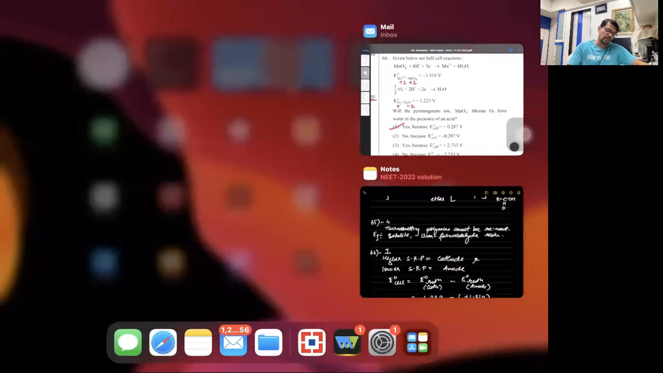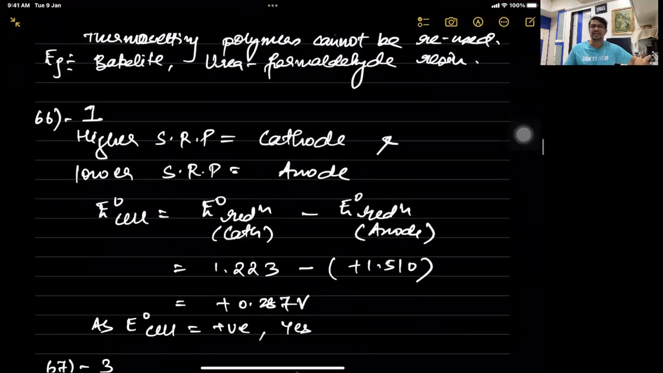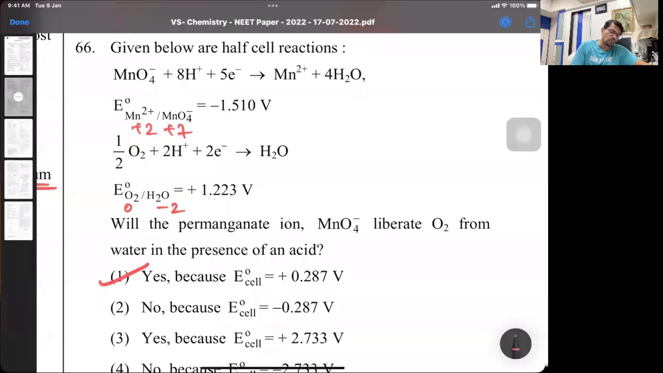Look at this. 66th one, higher SRP is the cathode and lower SRP is the anode. So here when I'm doing it, cathodic reduction, the cathode value is more with respect to oxygen, and the anode reduction value, which was minus, that will change over there because, as I told you, manganese, if you see, Mn is shown to be +2 to +7. So this is its SOP value.